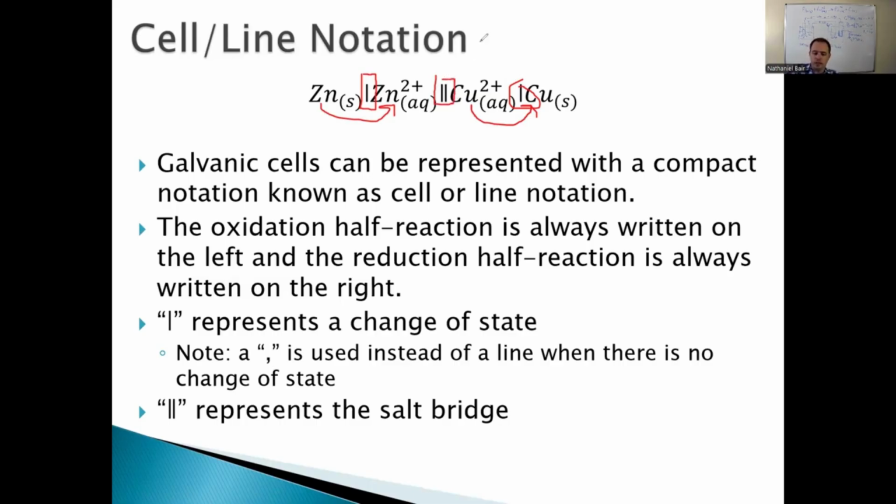So this is just a really easy way of kind of representing a battery without drawing the whole thing. So like here's your one beaker, here's your other beaker. This is an electrode, that's an electrode. It's like a fast shorthand way of representing a galvanic cell.